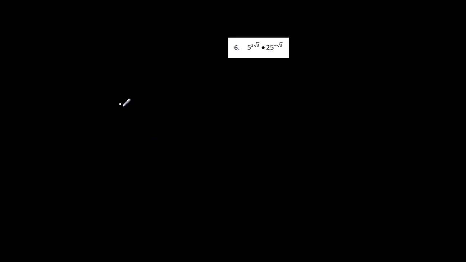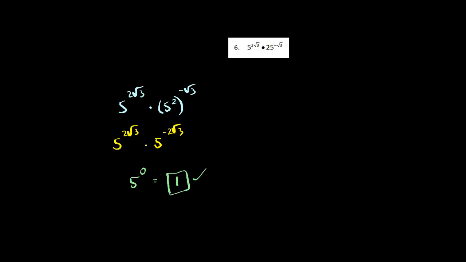Number 6, we're going to have 5 to the 2 root 3 times 25 to the negative root 3. Let's make this 25 a base 5, so 5 squared to the negative root 3. So we have 5 to the 2 root 3 times 5 to the 2 times negative root 3, which is negative 2 root 3. Whenever you multiply with the same base, you keep the base and add the exponents. 2 root 3 plus negative 2 root 3 is 0. 5 to the 0 would be 1. That's it.